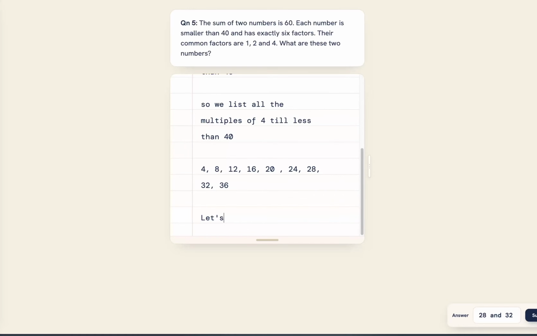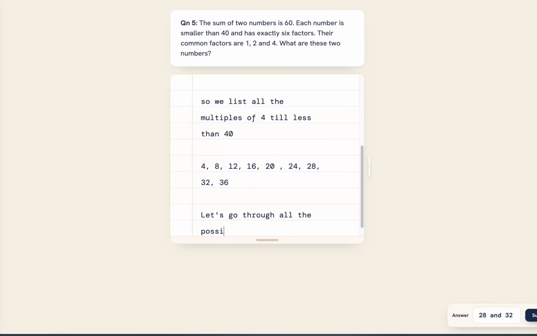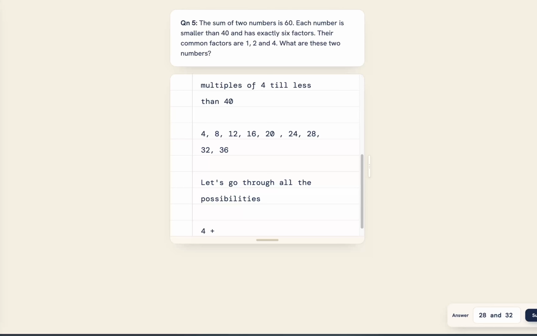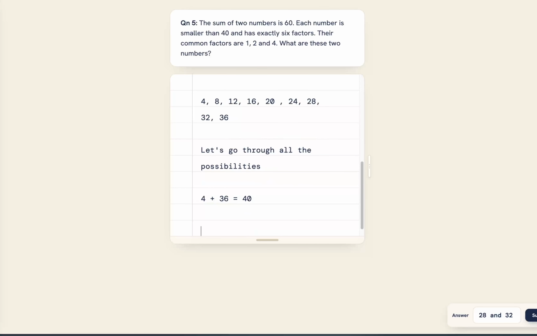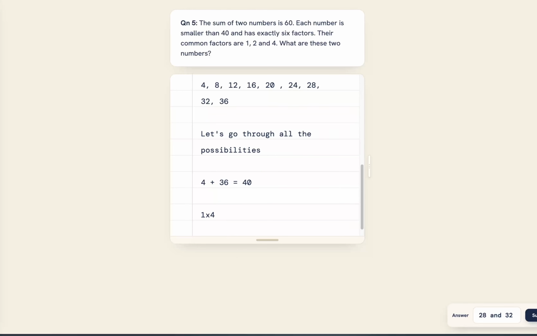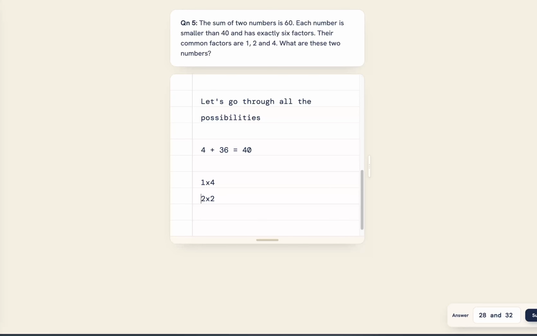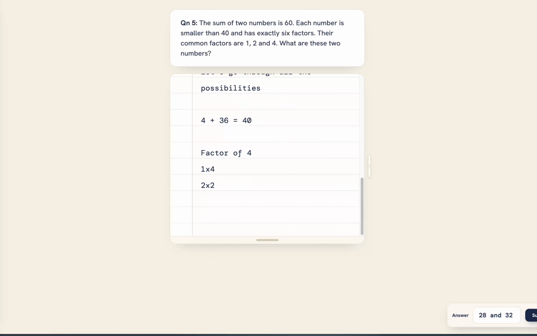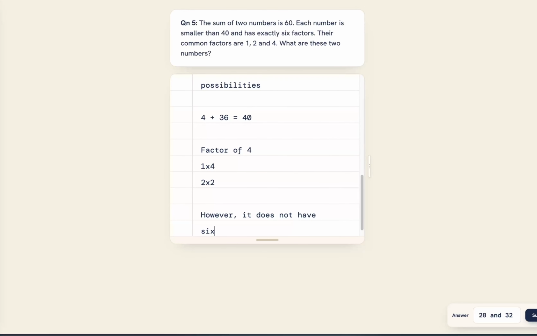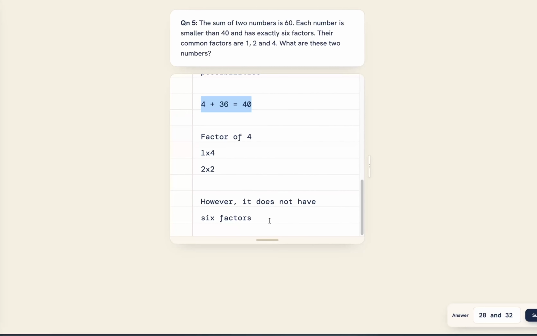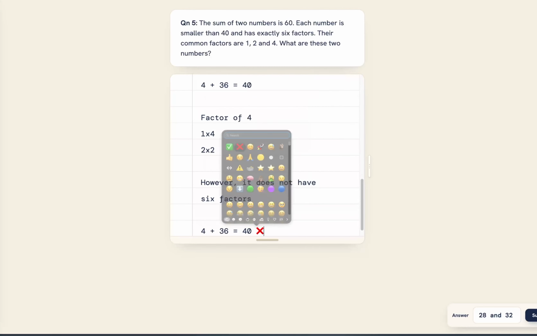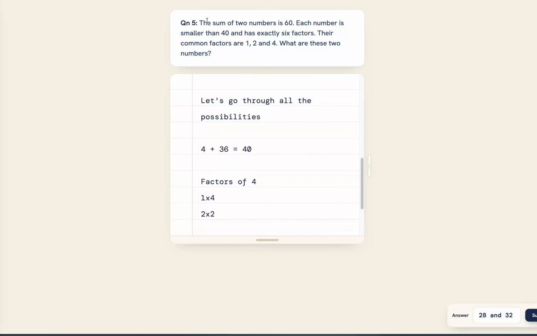Okay, let's go through all the possibilities. So 4 plus 36 equals 40. For 4, the factors are 1 times 4 and 2 times 2, which is a factor of 4. However, it does not have 6 factors. In this case, 4 plus 36 is wrong. Oh, sorry. The sum of the two numbers must be 60.